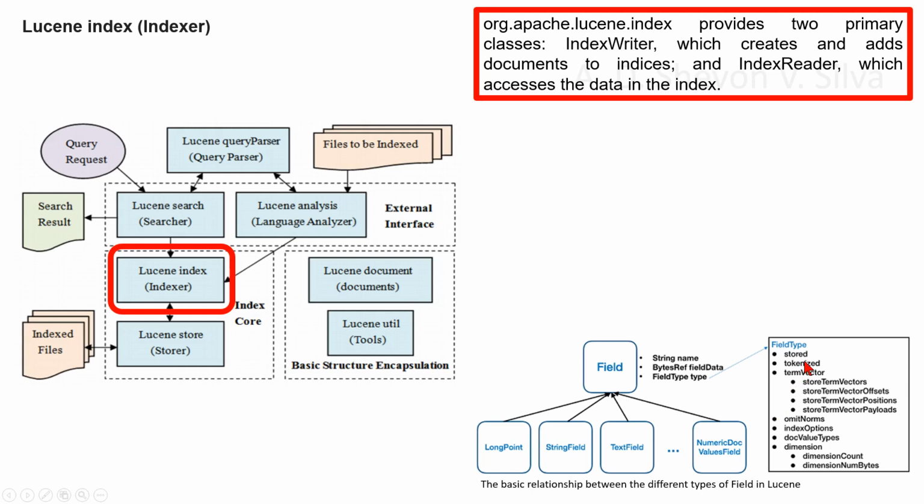Stored indicates whether to save the field. If false, Lucene does not store the value of the field, and the document returned in the query result will only contain saved fields. Tokenized represents whether or not to tokenize. In Lucene, only a text field needs to be tokenized.